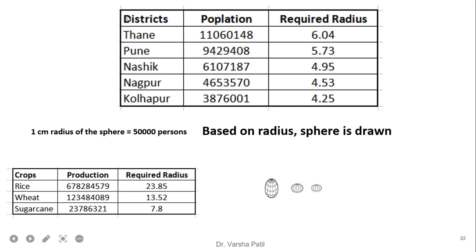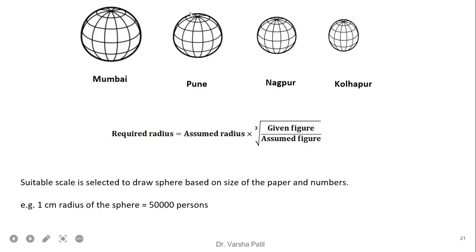For example, these 5 districts are shown: Thane, Pune, Nashik, Nagpur and Kolhapur, and this is their population. First we need to calculate the required radius. Here we are taking 1 centimeter equal to 50,000 persons. The assumed radius we are taking for simplicity as 1, which is nothing but the scale value. So we take the given figure divided by the assumed figure.